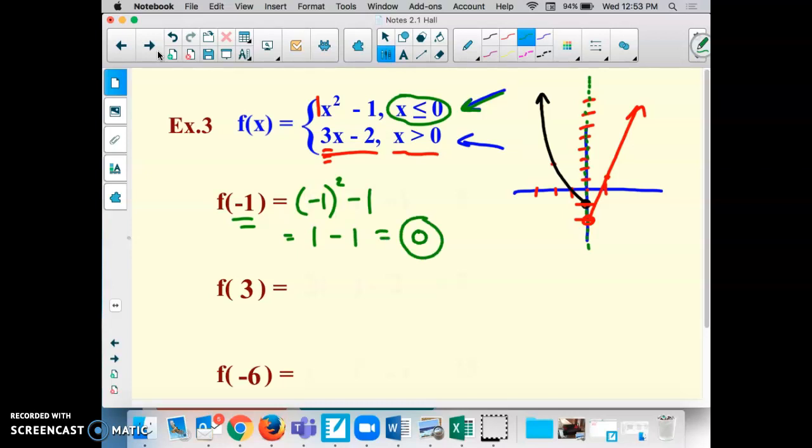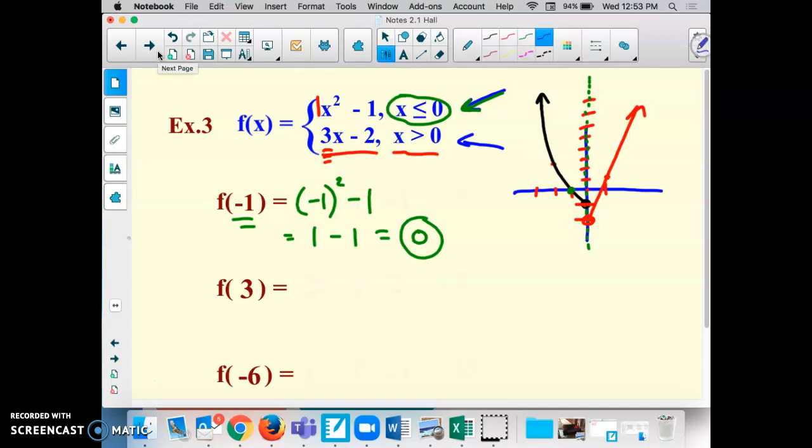And that makes a lot of sense because when the value of x is negative 1, we have 0, right? That's denoted on the graph right there. And of course, it's for the first function, the quadratic part of the function. Let's take a look at the next one.